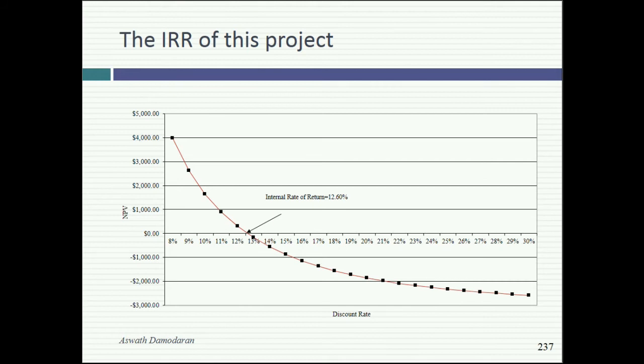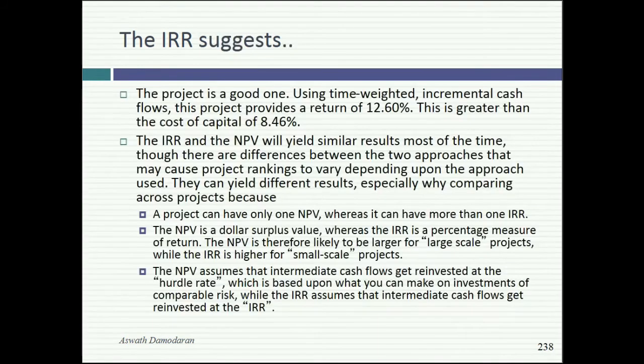So the two are related, but the extent of the relationship will vary depending on how big or small the project is and how much you invested up front. So it'll depend on your cash flow distribution. But the one thing is, one is greater than zero, the other should be greater than the cost of capital. So the IRR tells you that this project is a good project because it's higher than the cost of capital.